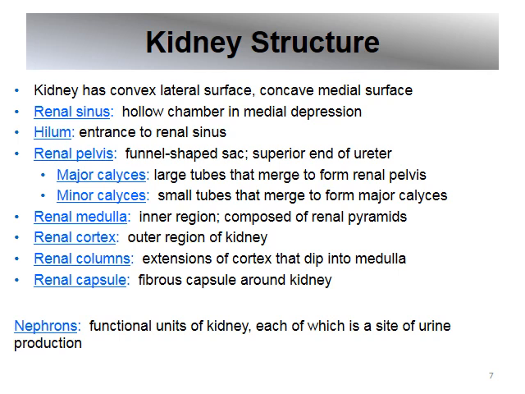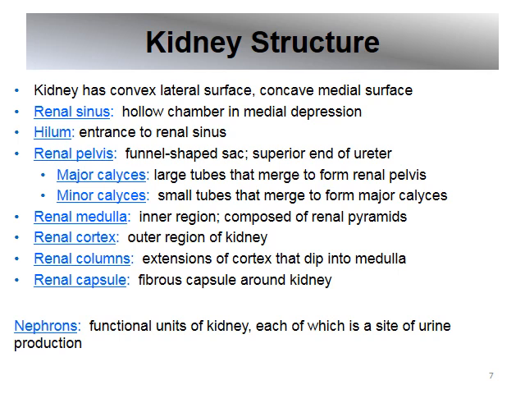Okay, so the structure. The kidney does have a convex lateral surface, meaning that it is bulging out on the lateral side, and then the inner side has somewhat of a concave surface. We have the renal sinus, which is a hollow chamber in the medial depression. The hilum is going to be the entrance to the renal sinus. So the hilum, remember, is where the blood vessels, any lymphatic tissue, the ureter, and nerves are going to enter and exit from the kidney.